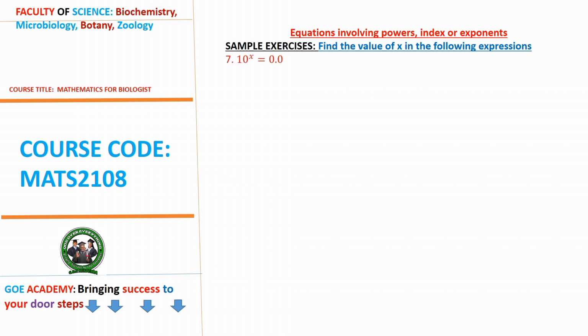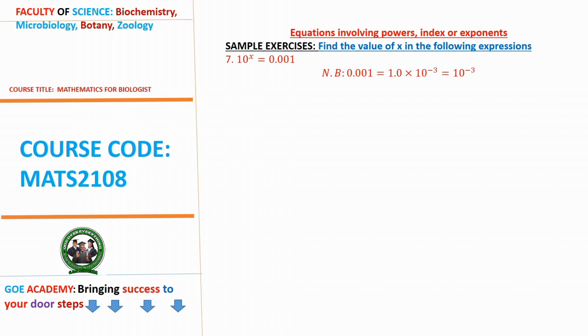Example 7. So if we have an expression, say 10 raised to the power x equals 0.001, and we are asked to find the value of x, it is very simple. Firstly, you need to know that 0.001 can be put in standard form as 1.0 times 10 to the power minus 3. How does that come about?